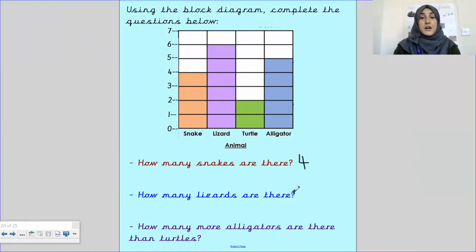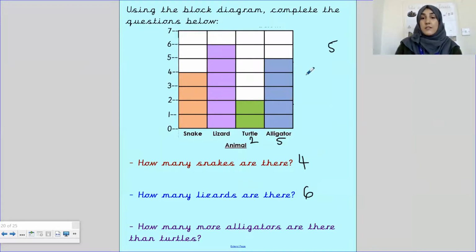How many lizards are there? Lizards. How many lizards are there altogether in the zoo? Show me on your fingers. Well done. 6. And finally, how many more alligators are there than turtles? So first, how many alligators are there? Show me on your fingers. 5. There are 5 alligators. How many turtles are there? 2.